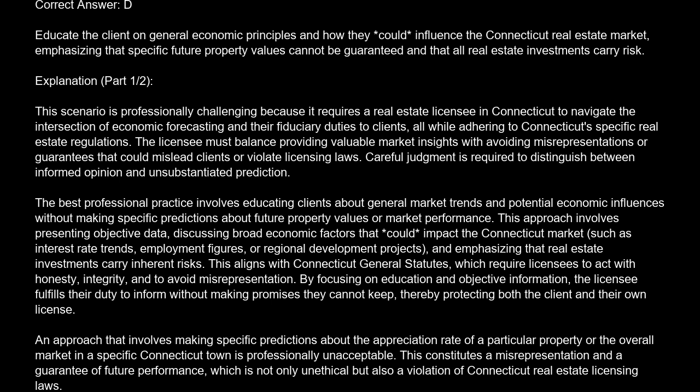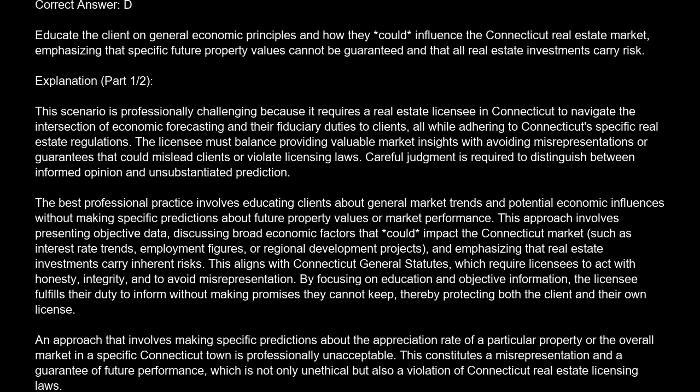The best professional practice involves educating clients about general market trends and potential economic influences without making specific predictions about future property values or market performance. This approach involves presenting objective data, discussing broad economic factors that could impact the Connecticut market, such as interest rate trends, employment figures, or regional development projects, and emphasizing that real estate investments carry inherent risks.